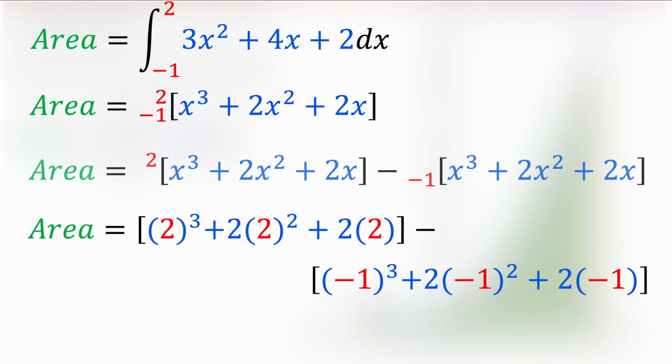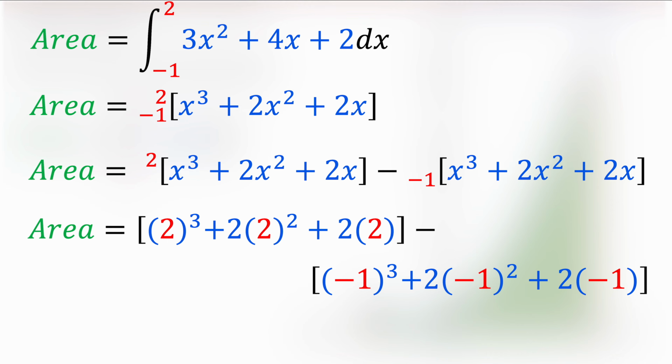I substitute 2 in, like this, and I subtract the second bracket. And I evaluate this. So I've replaced all the x's with 2 in the first bracket and all the x's with -1 in the second bracket. And when you substitute -1 in, that is a negative number. And you have to be really careful when you're substituting minus numbers, so you don't make a mistake.